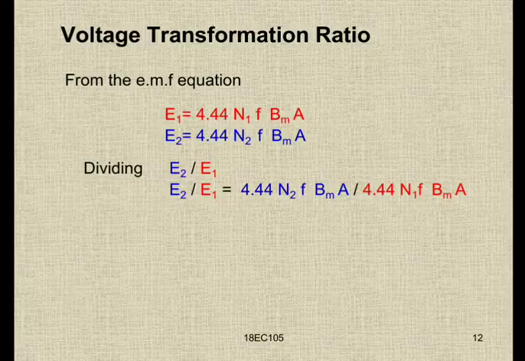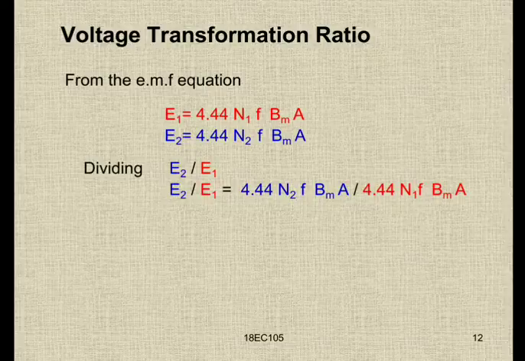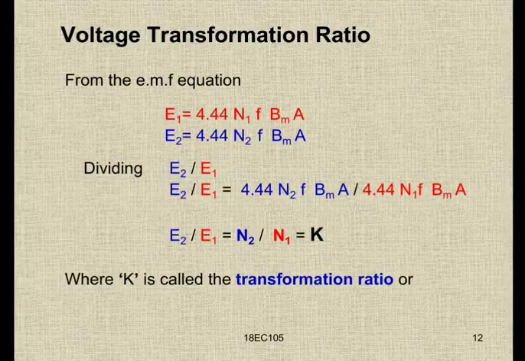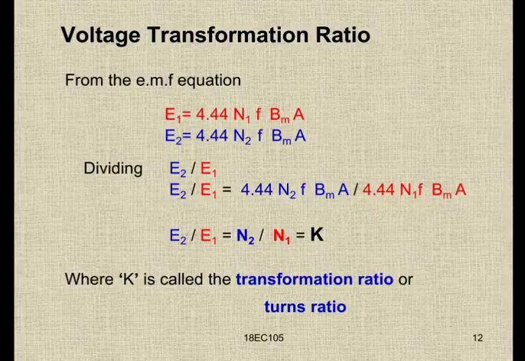So F Bm A being common, they can be cancelled, and also 4.44. So it remains E2 by E1 equal to N2 by N1, and that is equal to K, where K is called the voltage transformation ratio of the transformer, and that's a constant. So the turns ratio of the transformer is constant. It is also called the transformation ratio or simply the turns ratio of the transformer.